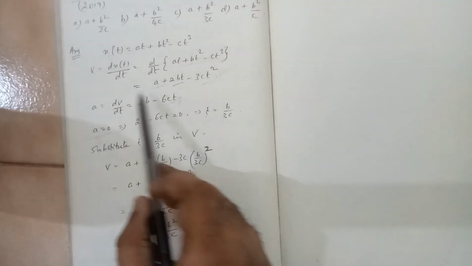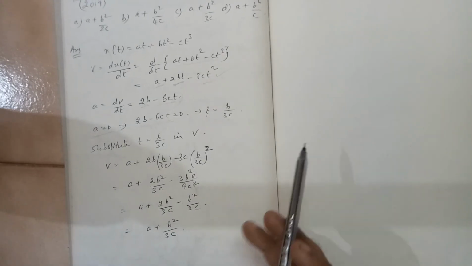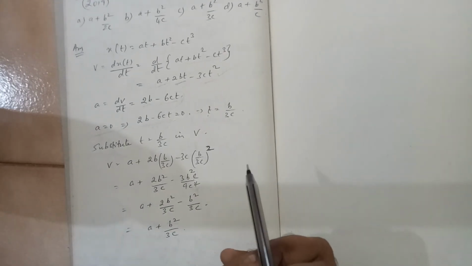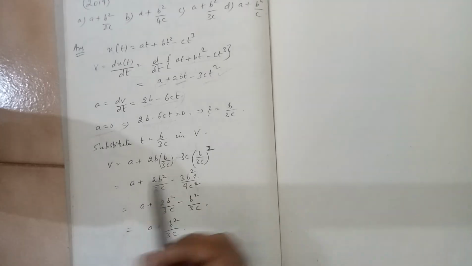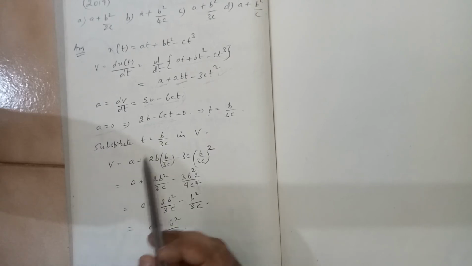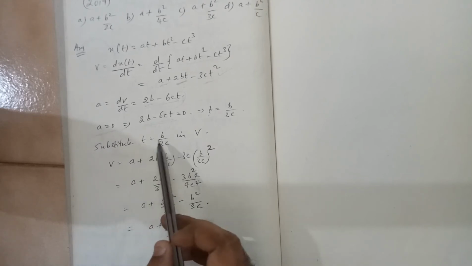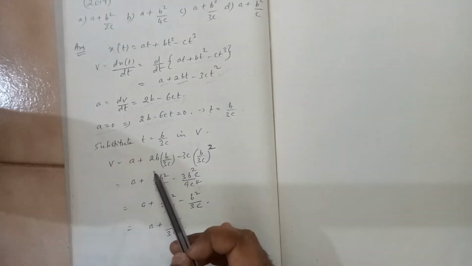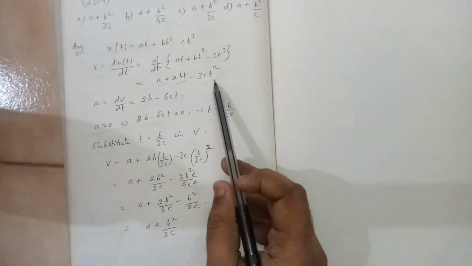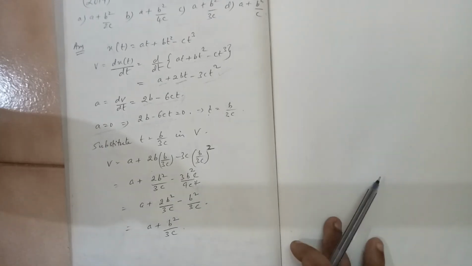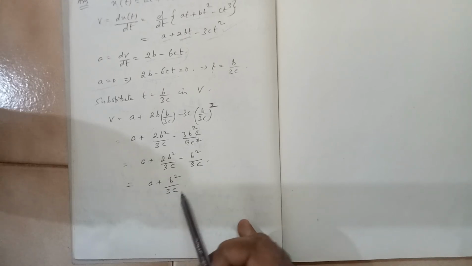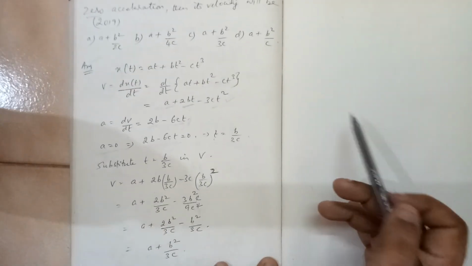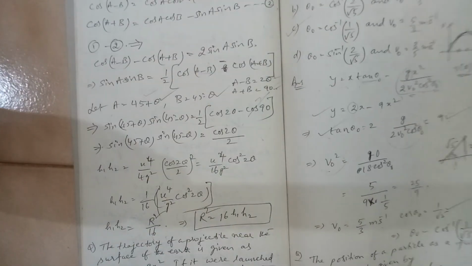You need to put this into the velocity expression. Here there is often a confusion. If they are asking velocity, you find velocity. If they are asking you displacement, you find displacement. So velocity is equal to, we have to put t equals b by 3c in this expression: a plus 2b into b by 3c minus 3c into b by 3c whole square. After that it is simple arithmetic. Finally you get a plus b square by 3c. You have to see which option is correct. It is option C.